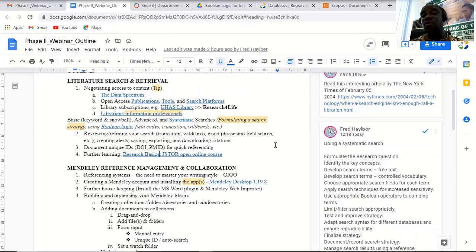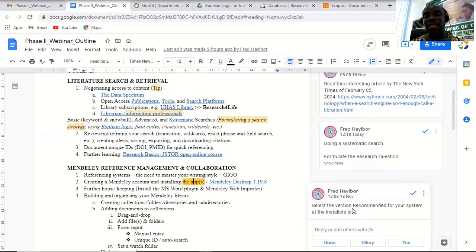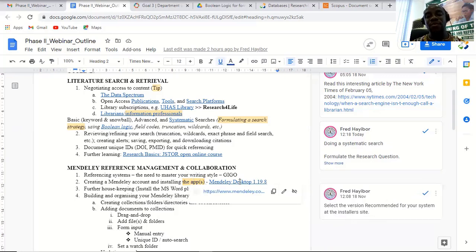My colleague Dominic is going to take you through the Mendeley Desktop. And if you watch again from the comments, I've indicated here that you select the version recommended for your system at the installer's site. And here I have included the link for the Mendeley Desktop.